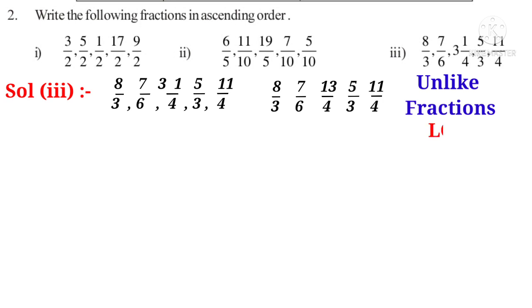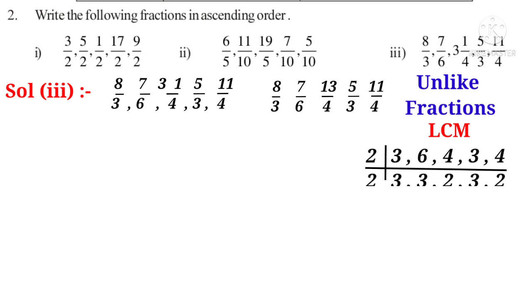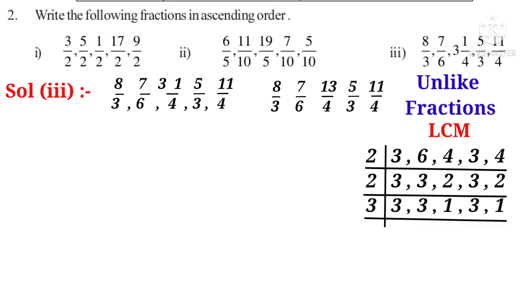To make them like fractions, let us find the LCM. Now write the denominators 3, 6, 4, 3, 4. First divide by 2: 3 same, 2 3s are 6, 2 2s are 4, 3 same, 2 2s. Now divide by 2: 3 same, 3 same, 2 1s, 3 same, 2 1s. Now divide by 3: 3 1s, 3 1s, 1 same, 3 1s and 1 same. So LCM is 2 into 2 into 3, that is equal to 12.